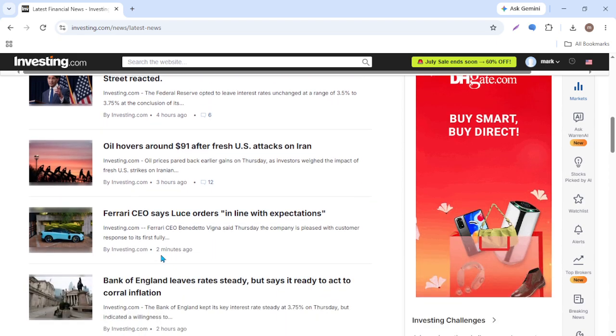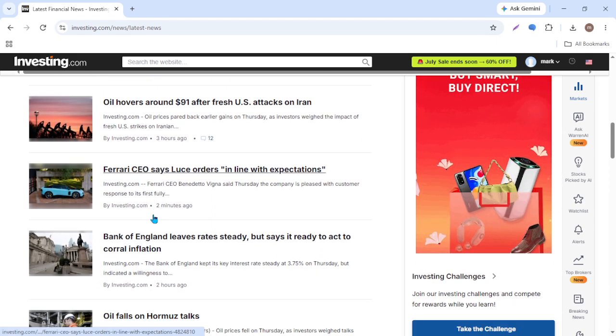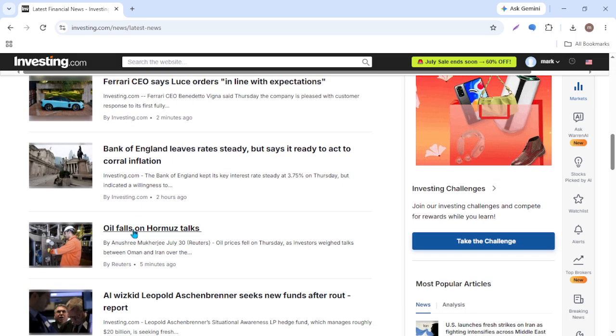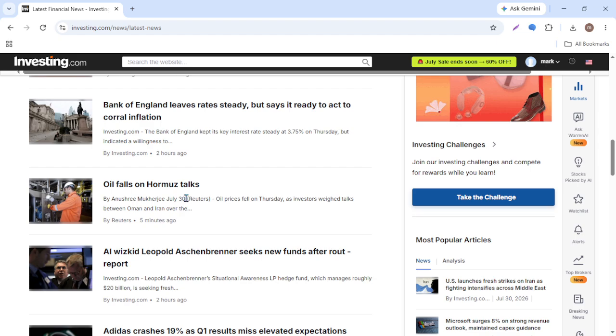If you want to stay informed throughout the day, revisit the news section regularly. News stories are published as market events unfold, so checking the latest headlines can help you keep up with changing market conditions and important announcements.